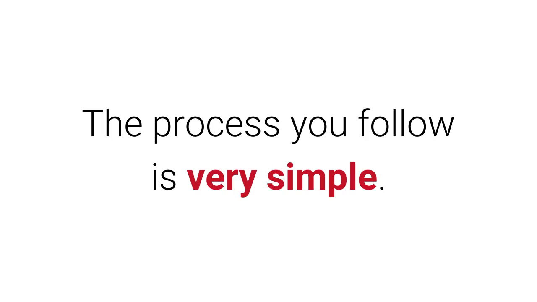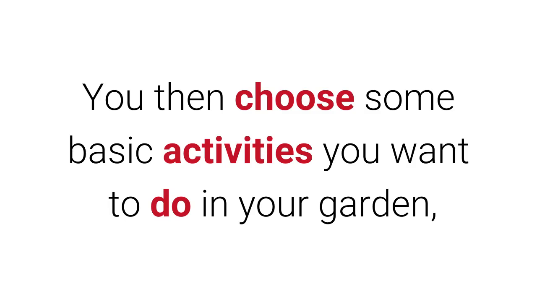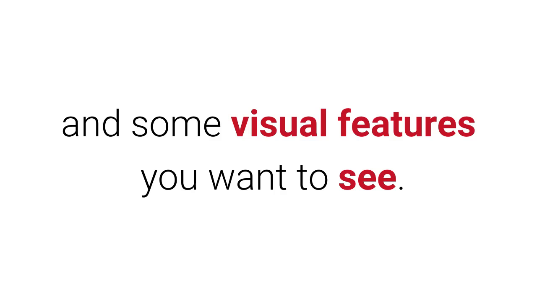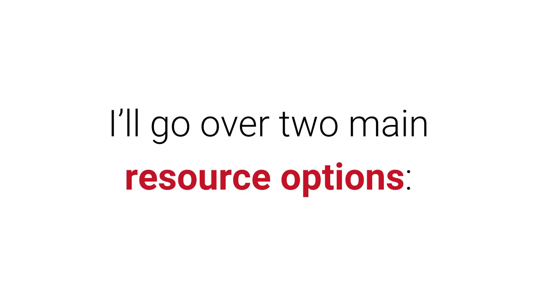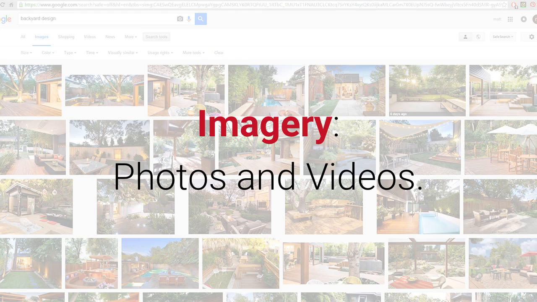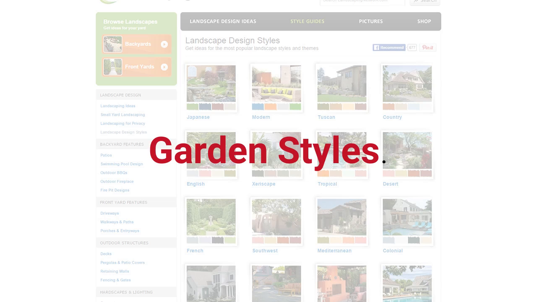The process you follow is very simple. You find a design style or material palette you like, and then choose some basic activities you want to do in your garden and some visual features you want to see. To help you find inspiration and ideas to test, I'll go over 2 main resource options: imagery, such as photos and videos, and reality, which is the physical world around you. Let's have a look at garden styles.